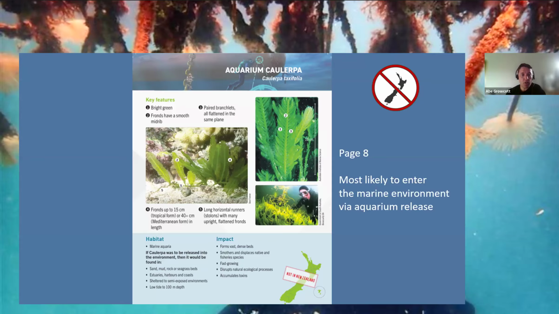It can grow on kind of sandy, muddy sea floor, and it really likes sheltered environments. So bays and harbors will be the key area where it reaches that high density. Not so much the open ocean.